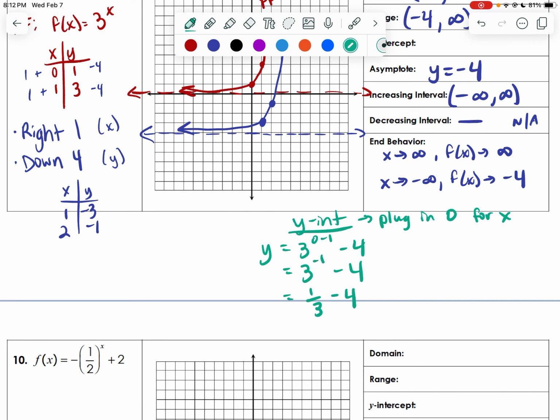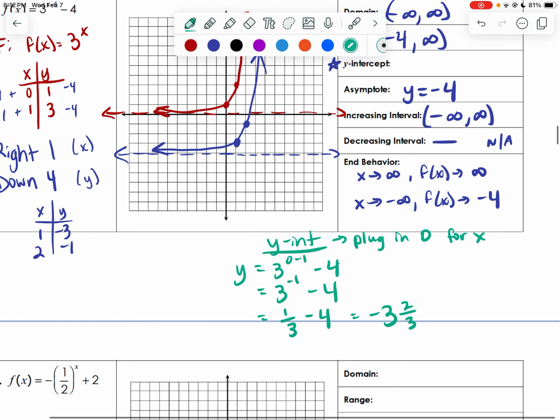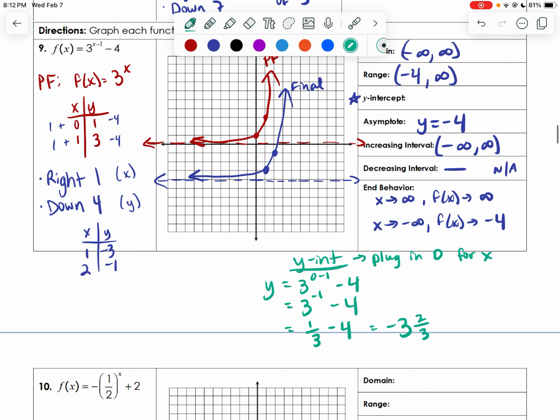And then 1/3 minus 4, I know we love fractions. That would be -3 and 2/3. Okay, you're at -4 and you're adding a third to it. So that's why that wasn't super nice to see on the graph, but that's 0 and then -3 and 2/3. And then you have all your information.